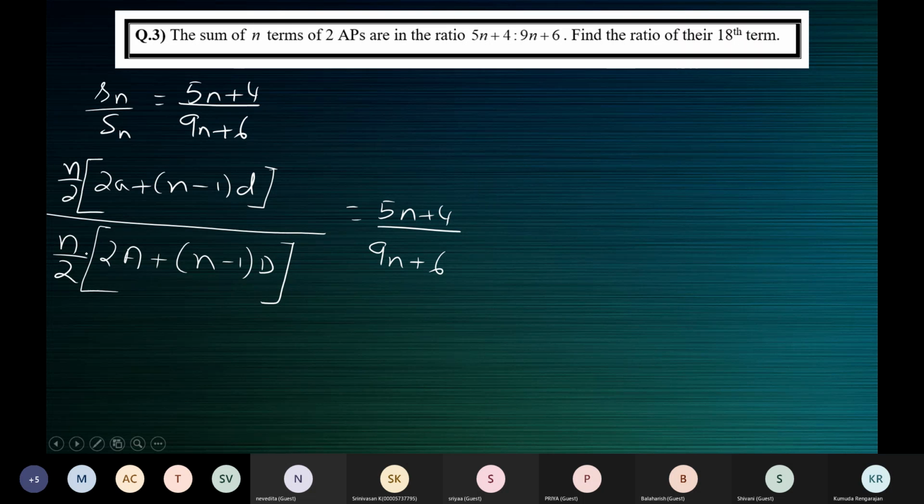Please write down. We are expanding on Sn in the numerator and denominator. Finished? n by 2 in the numerator and denominator gets cancelled.